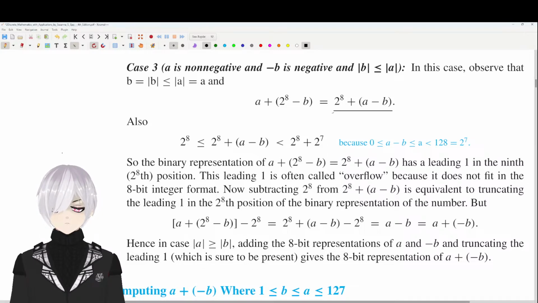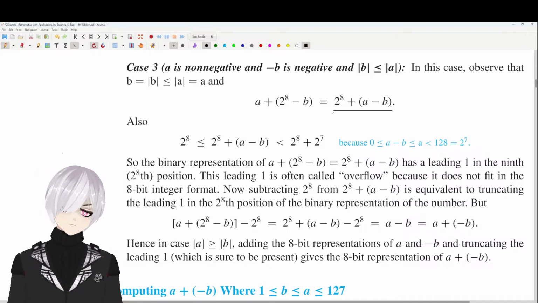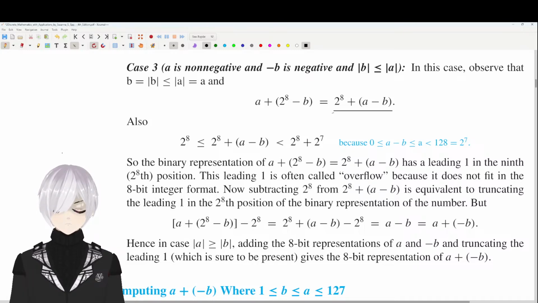and they have a series of inequalities. 2 to the eighth is less than or equal to 2 to the eighth plus A minus B. So A minus B, the absolute value of A is greater than or equal to the absolute value of B. So you're taking a bigger positive number and subtracting a smaller positive number. So that's going to give you a positive number. So 2 to the eighth plus A minus B is 2 to the eighth plus some positive number, which would be bigger than just plain 2 to the eighth.